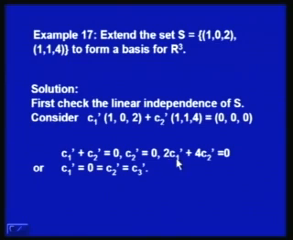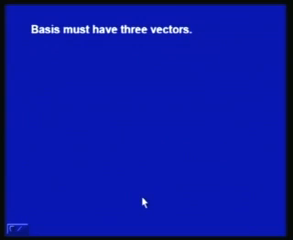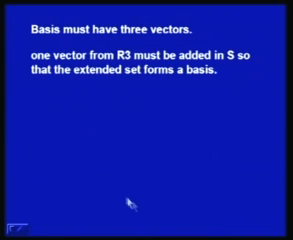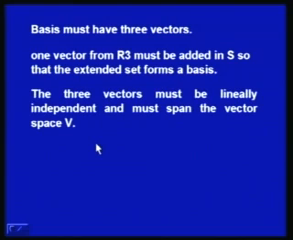and we will have 2C1' plus 4C2' is equal to 0. So, C2' is 0. From this C1' is 0, and then from this C3' is 0. So, this will have only a trivial solution possible. So, we can say that the vectors (1,0,2) and (1,1,4) in the set S are linearly independent. To form a basis for R3, we have to add one more vector. So, one vector from R3 must be added to S, so that the extended set forms a basis.